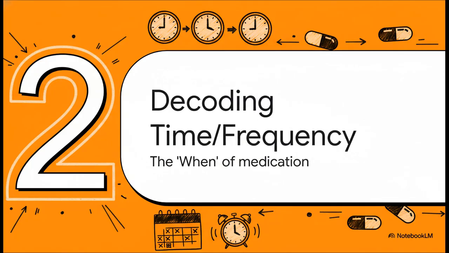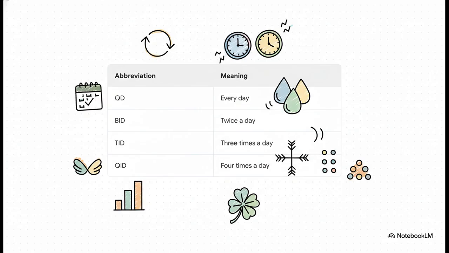Okay, first up, let's tackle the stuff you'll see most often: when and how frequently to take your medicine. You know, getting this part right is absolutely crucial. It's what makes a medication work the way it's supposed to, and safely. All right, let's look at the daily frequencies. There's a really simple pattern here once you see it. QD means every day. Then you have BID for twice a day, TID for 3 times a day, and QID for 4 times a day.